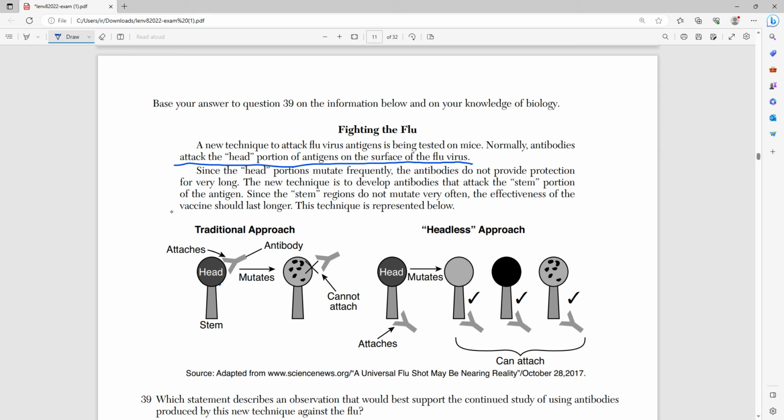So this is the antigen, right? It's the head, right? Or this whole thing is an antigen, and that's just the head, right? Since the head protein mutates frequently, the antibodies do not provide protection for very long.